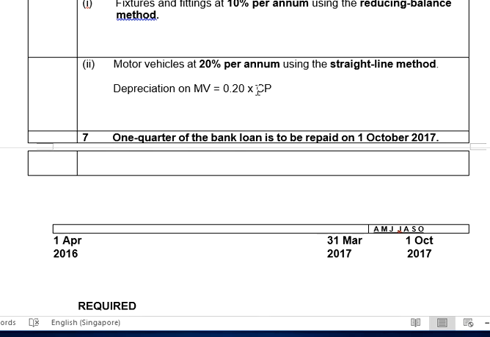So it is 20% times $160,000. 10% is 16,000, so 20% is 32,000. This figure is an expense item. You classify this in the income statement as an E item.